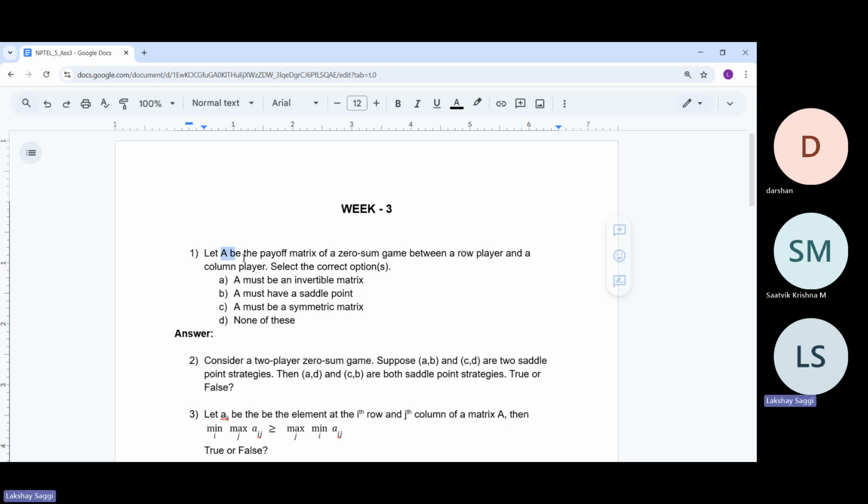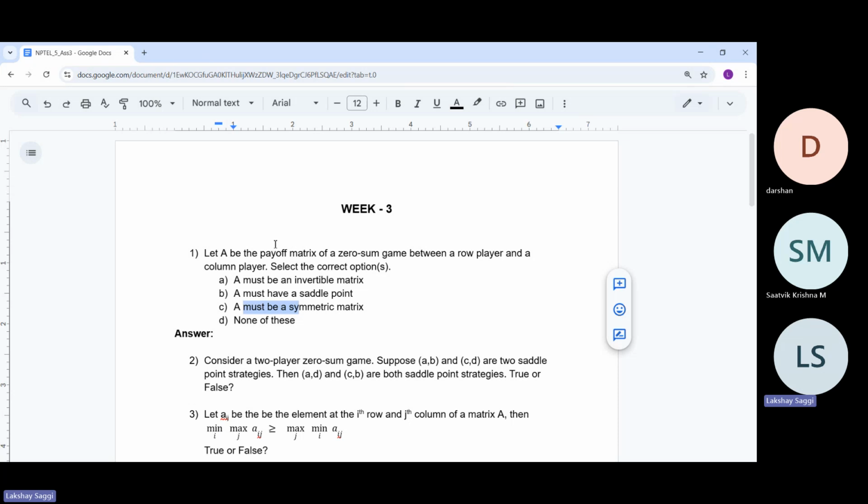First question is this. Let A be the payoff matrix of a zero-sum game between a row player and a column player. And now we have to select the correct options. There can be more than one option correct. Then the options are: the matrix A must be an invertible matrix; the matrix A must contain a saddle point; A must be a symmetric matrix; and none of these. What do you guys think?